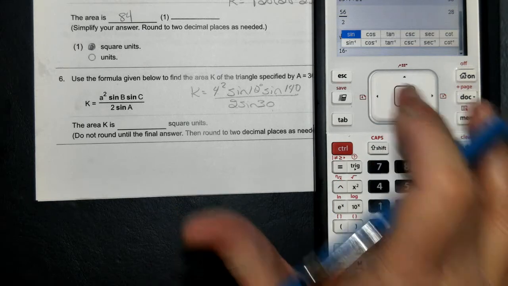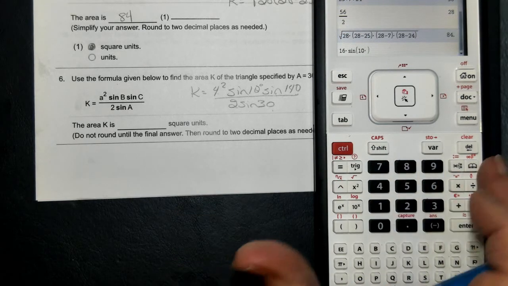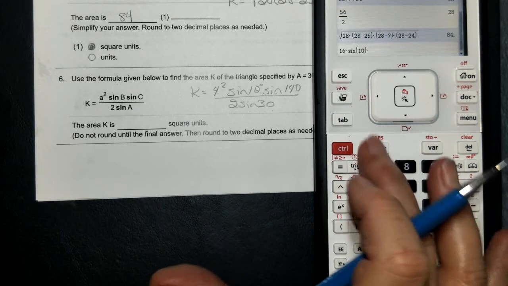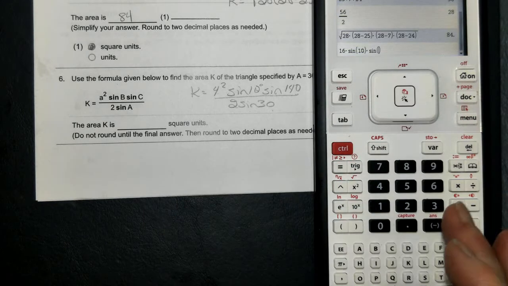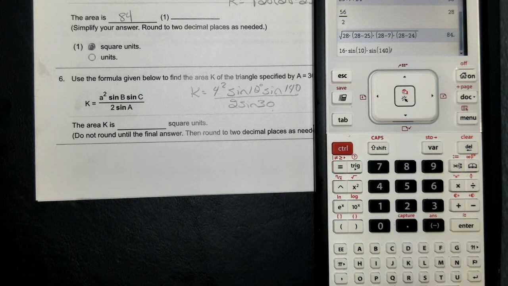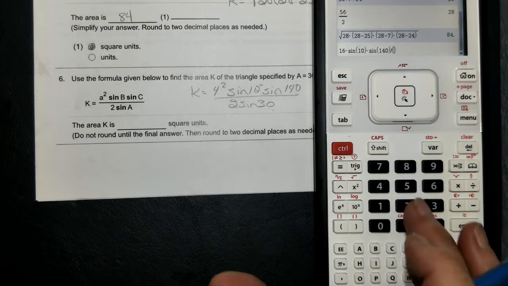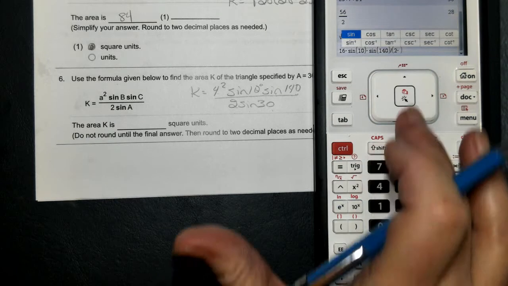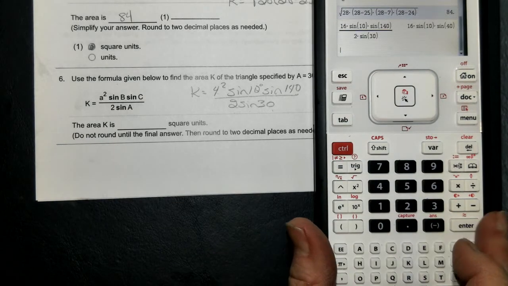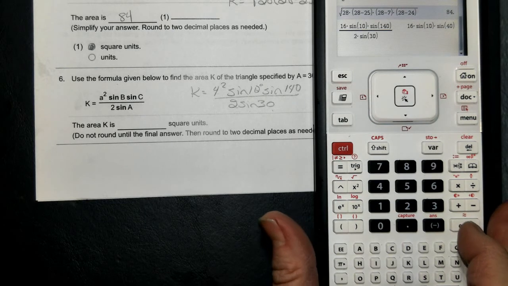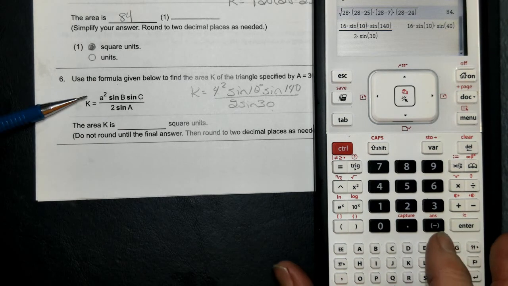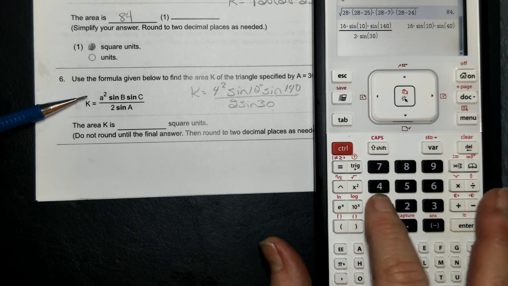So 16 times sine of 10 times, back up, tab, times sine of 140, tab, divided by parentheses 2 times sine of 30, close parentheses, just to be clean. And I hate it when it does that. So let me try one more time. What happened was my calculator just doesn't want to calculate.